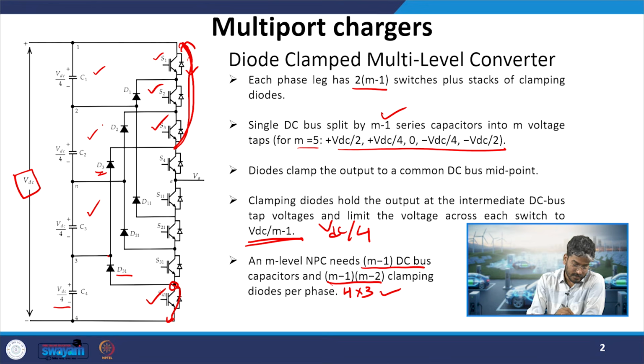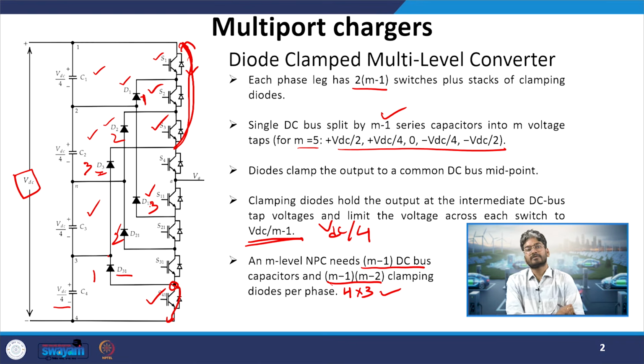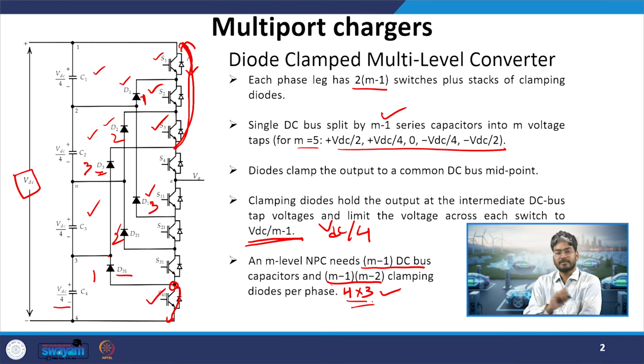Similarly, here we will have 2 diodes in series, here in this case we will have 3 diodes, and 1 diode over here. So, each leg has 4 diodes: 3 diodes, 1 diode, 2 and 2, 1 and 3. It gives us 12 diodes for this single phase of the circuit. So, now we have seen the number of devices, the number of diodes and the number of capacitors required by this circuit.